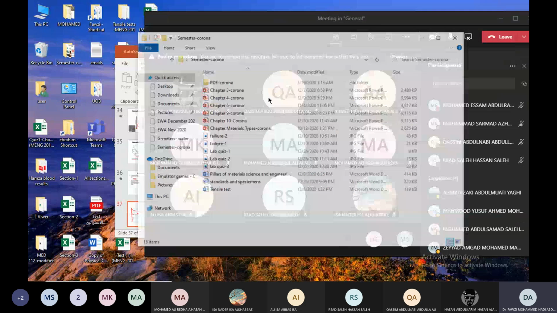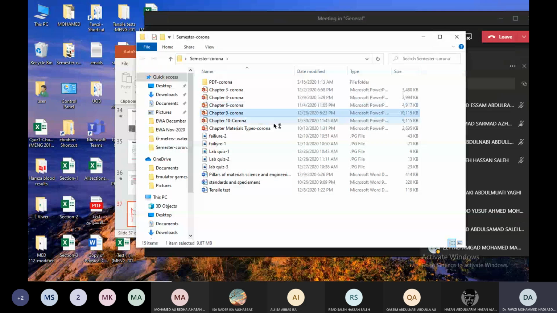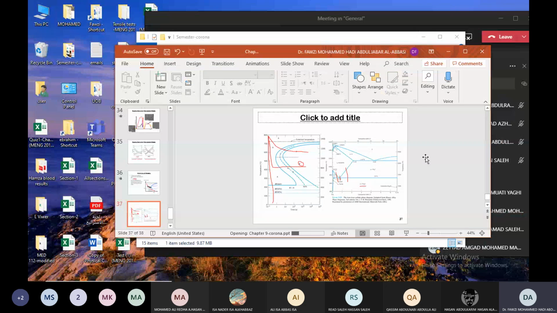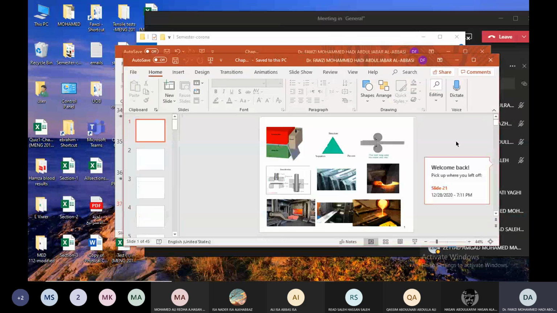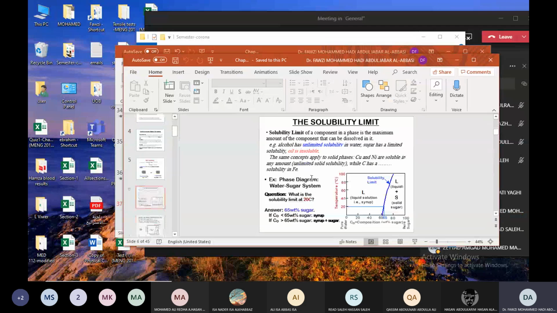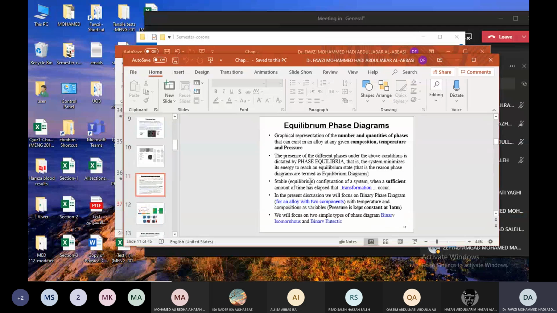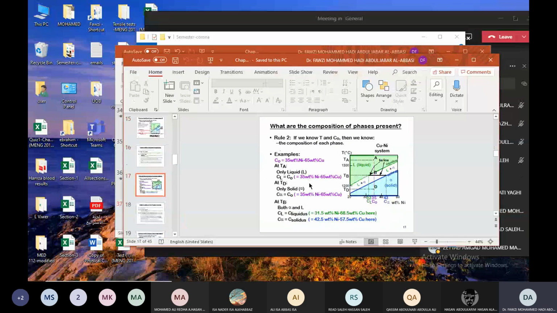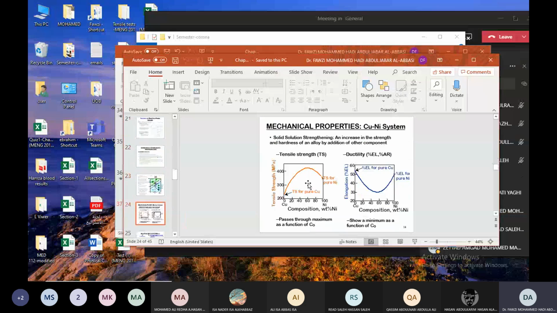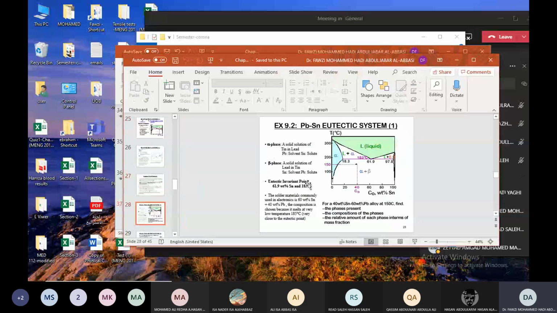I need to open that to show you a figure in chapter 9 as well to answer the question. Although we have some figure there, I need to also show you a figure to explain it.